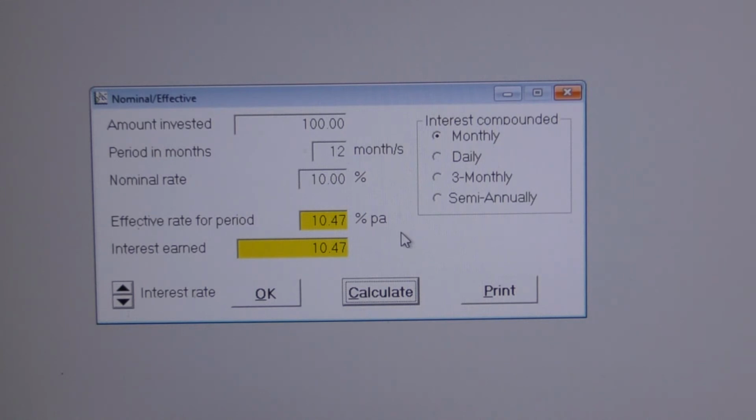This means that every month 1/12 of 10% or 0.83% is used as interest. This means that at the end of the first month we have 100 Rand and 83 cents, and we keep adding 0.83% to our account every month. Because we are getting interest on interest, we finish the 12 months with 10 Rand 47 interest, which is an effective rate of 10.47%.